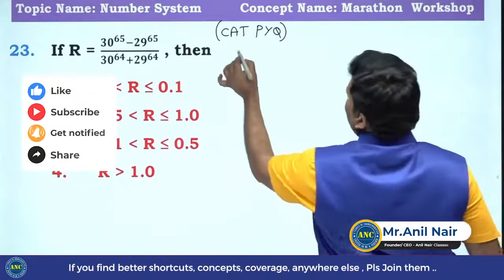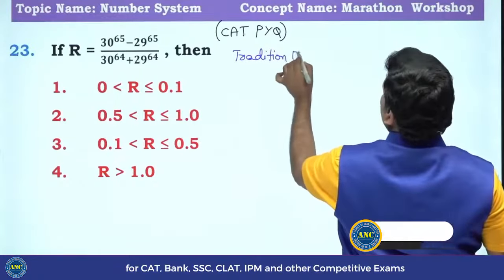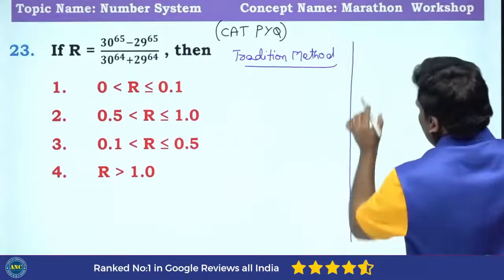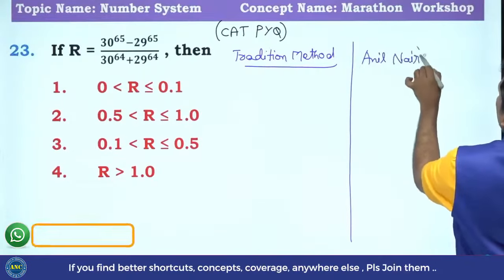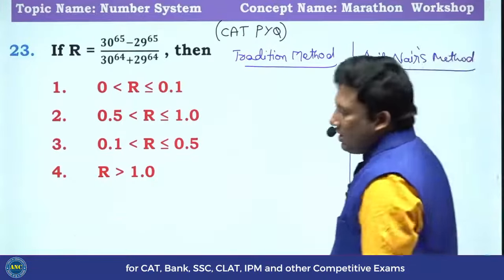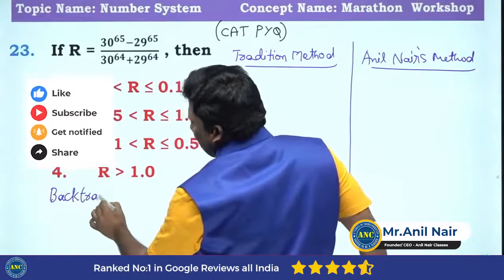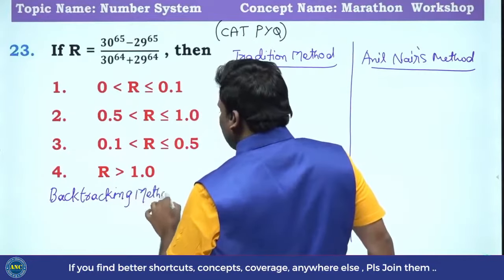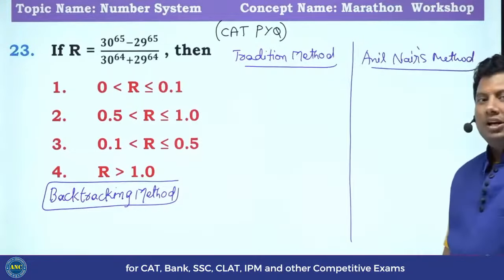First we will discuss the traditional method. Then we will discuss Anil Nayar's method. In this problem, I will introduce a new way of solving aptitude. We will also discuss the backtracking method, another very interesting logic to check whether the question is right or wrong by using the answer option. Three methods we will use to solve this particular problem.